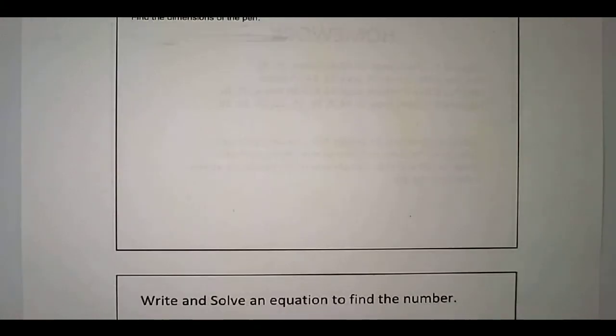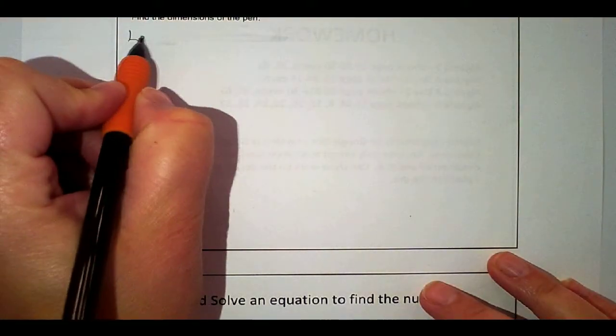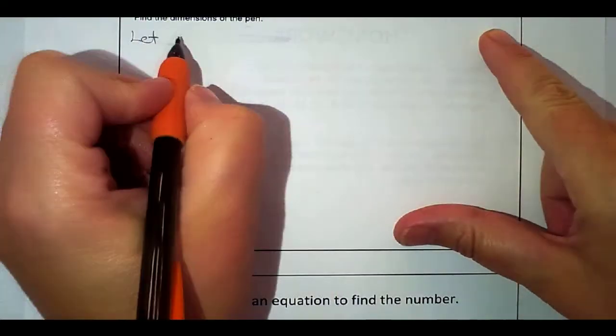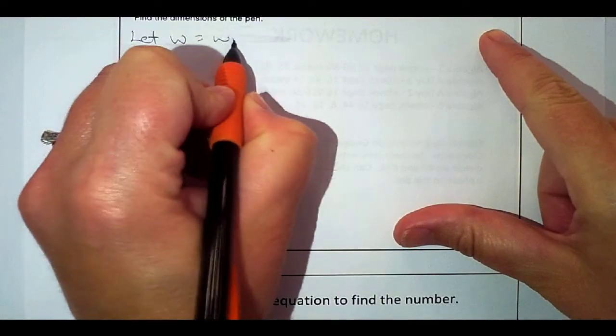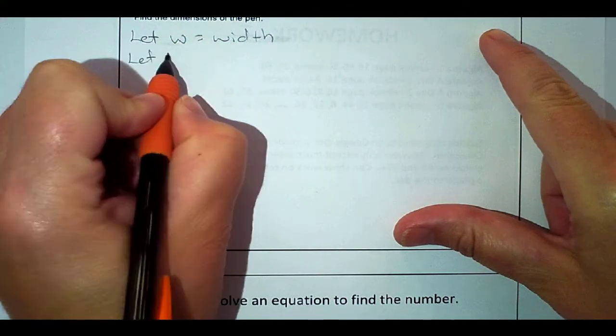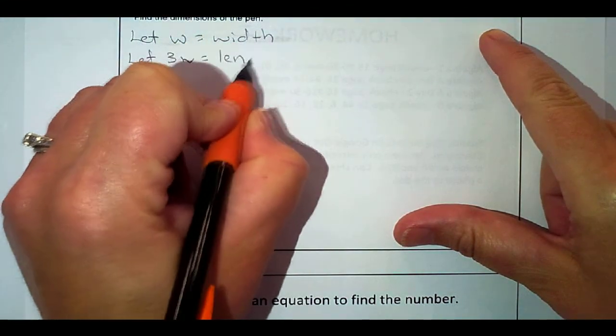Okay. You have 96 feet of fencing to enclose a rectangular pen for your dog to provide sufficient running space for your dog to exercise. The pen should be 3 times as long as it is wide. Find the dimensions of the pen. So the first thing I need to do here is define my variables. Since it says that it's 3 times as long as it is wide, we'll say let W equal the width, and let 3W equal the length.